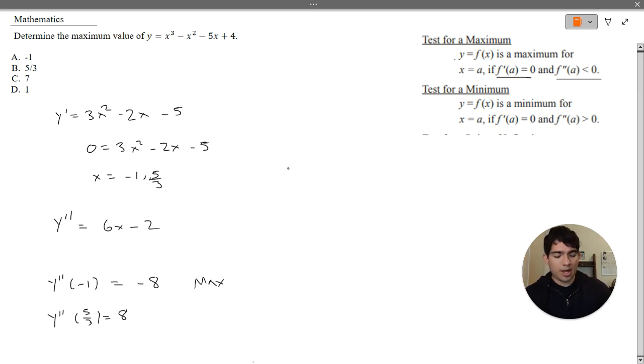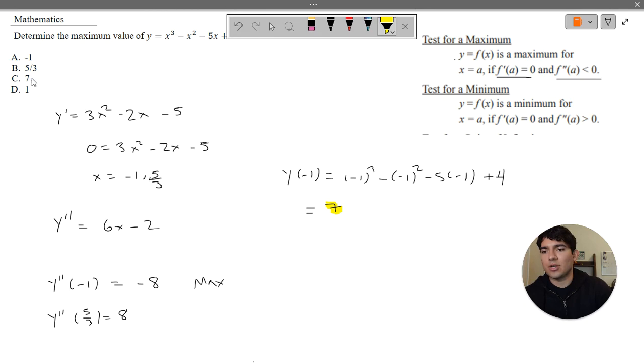So now we go back to our original function and we plug in -1, and that will give us our maximum value. So -1 cubed minus -1 squared minus 5 times -1 plus 4. And when you plug that in and you solve for it, you get that the answer is C.